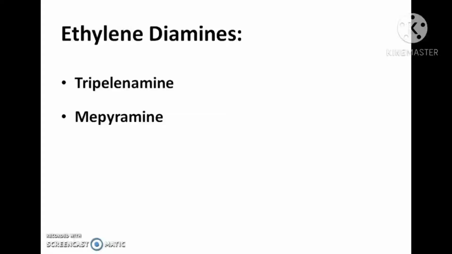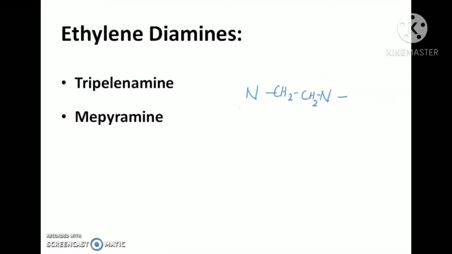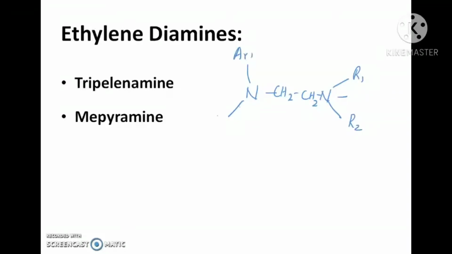Ethylene diamine derivatives. Diamine means it contains two nitrogen atoms. So the two nitrogen atoms are connected by two carbon atoms, CH2, with a nitrogen atom on either end of the carbon atoms. The nitrogen atom at one end carries two aliphatic chains, and usually it is a methyl group, and the other nitrogen atom at the other end carries two aryl rings.